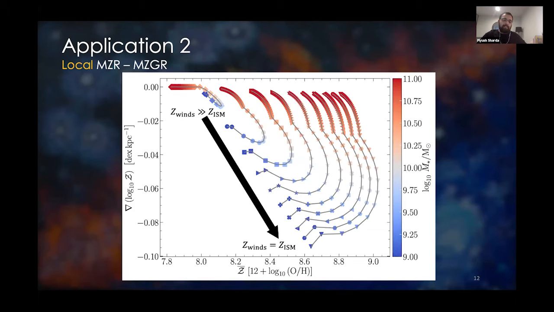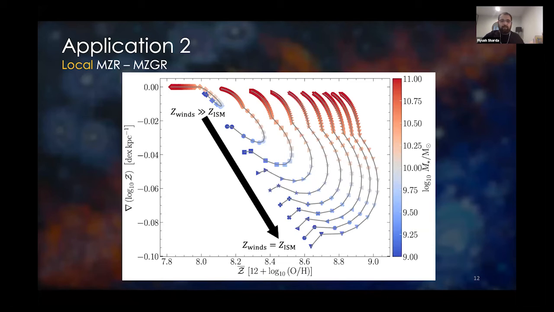So these are the results from the model, where the color bar is now the stellar mass of the galaxy, the y-axis is the metallicity gradient, and the x-axis is the total metallicity. The different curves, represented by the different shapes of the markers, denote the metallicity of galactic outflows. If you are on the top left, you have very metal enriched outflows. If you're on the bottom right, you do not have any metal enrichment in the outflows.